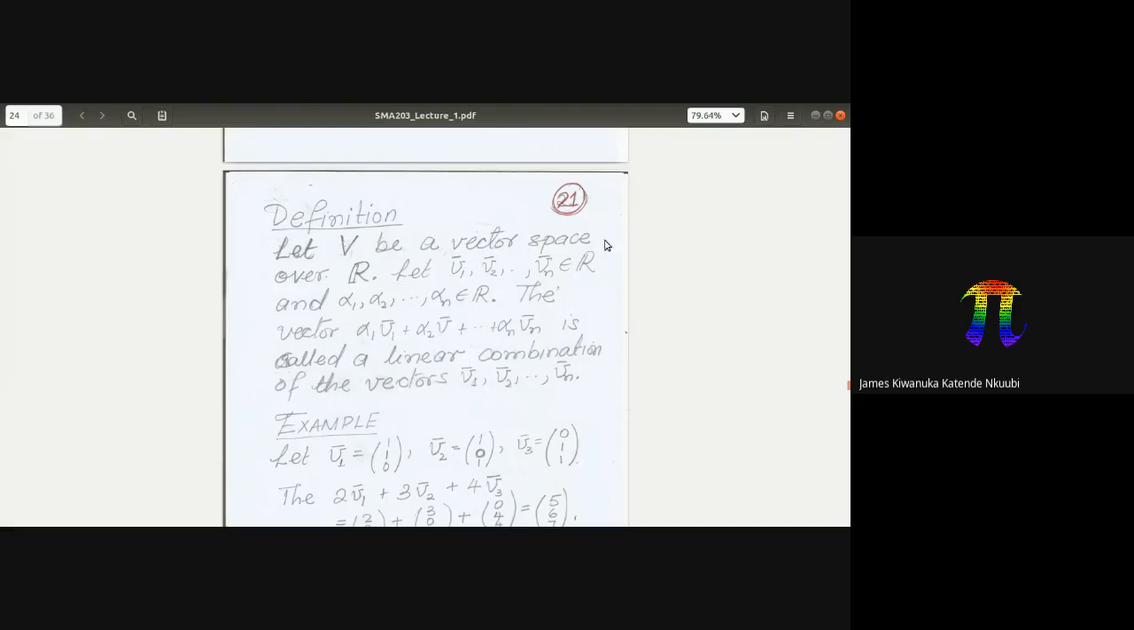I hope you have noted down page 21. What about adding an n? No, forget about that. Forget about the first correction I made. It's just V.